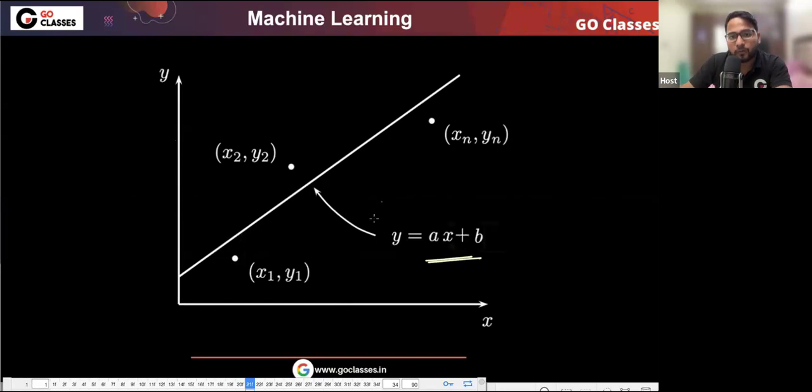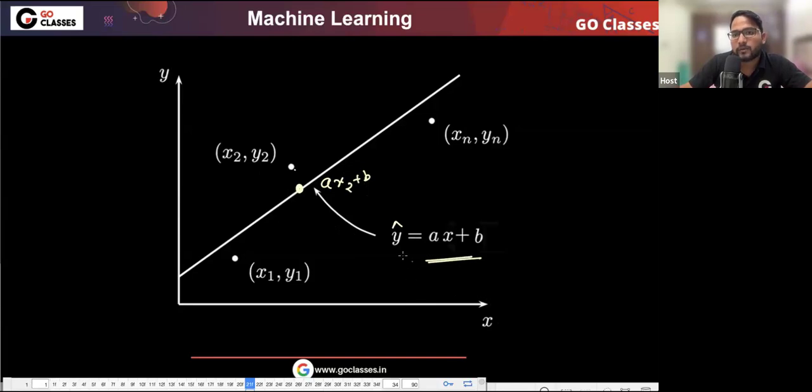Now, we need to find out, at every one of these points, this is ax. For example, this could be ax2 plus b. We need to find out the difference between ax2 plus b and y2. Let's be a little consistent with our notation. Instead of writing y, if it is a predicted value, I will always write y cap. Is this fine to everyone?